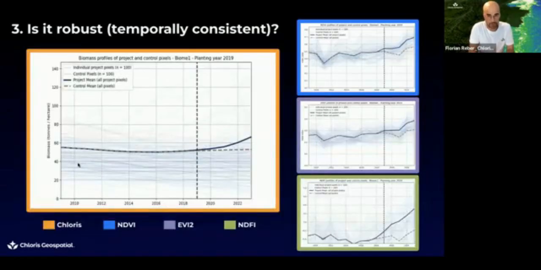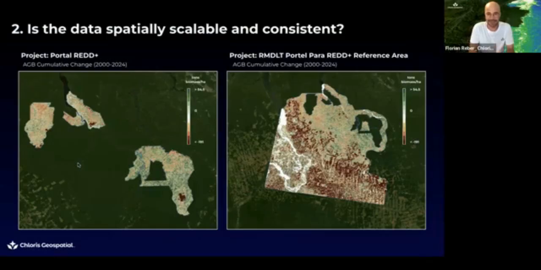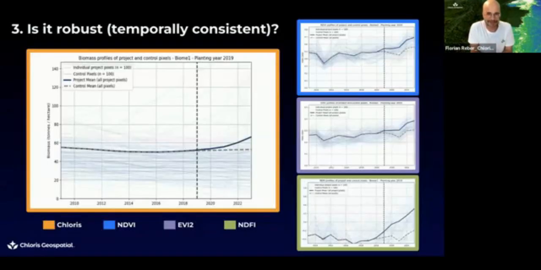And for you to be able to do that in a trustworthy way, you want the underlying data to be scalable and consistent in space. Now we can go to the next slide, please. Similarly, how robust is the data over time? So that's more about the temporal consistency and the quality.